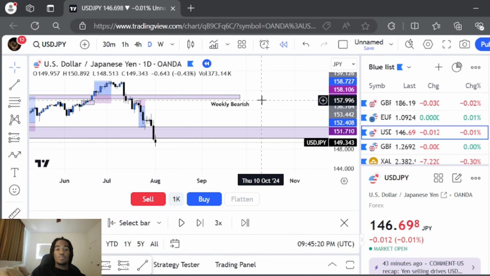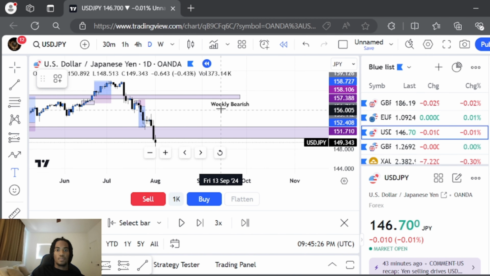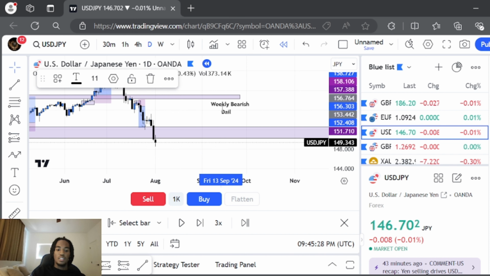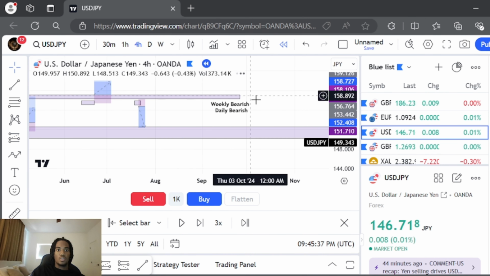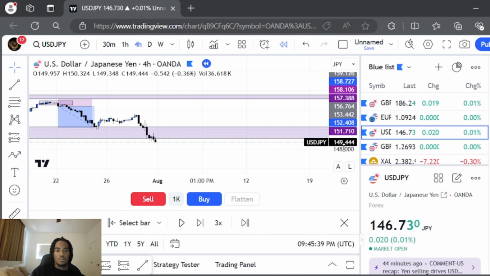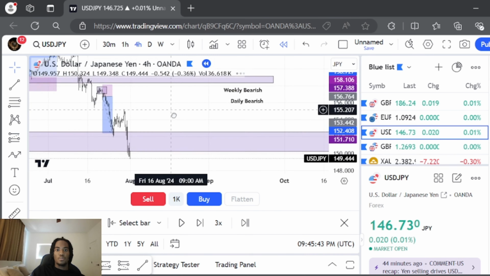So on the weekly time frame, price is completely bearish. On the daily time frame, price is also completely bearish. So we have daily bearish as well. And then on the 4-hour time frame, let's check it out to see what price is. On the 4-hour time frame, price is also bearish. So let's grab this here.